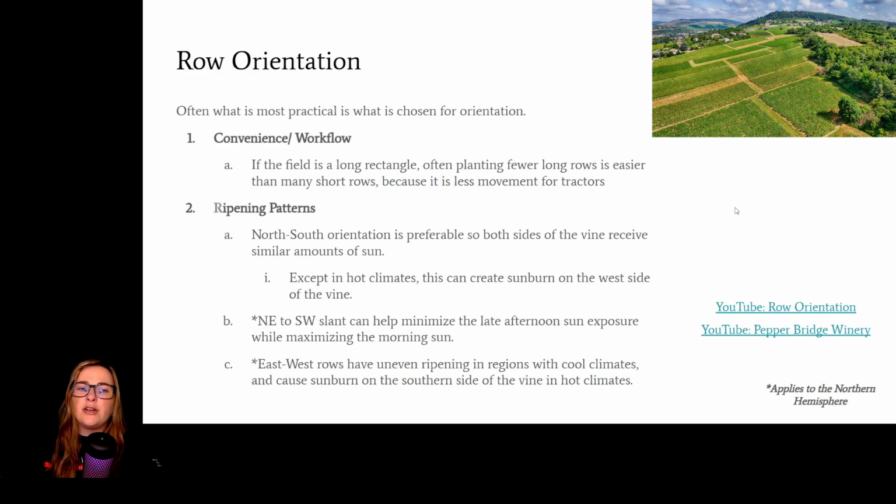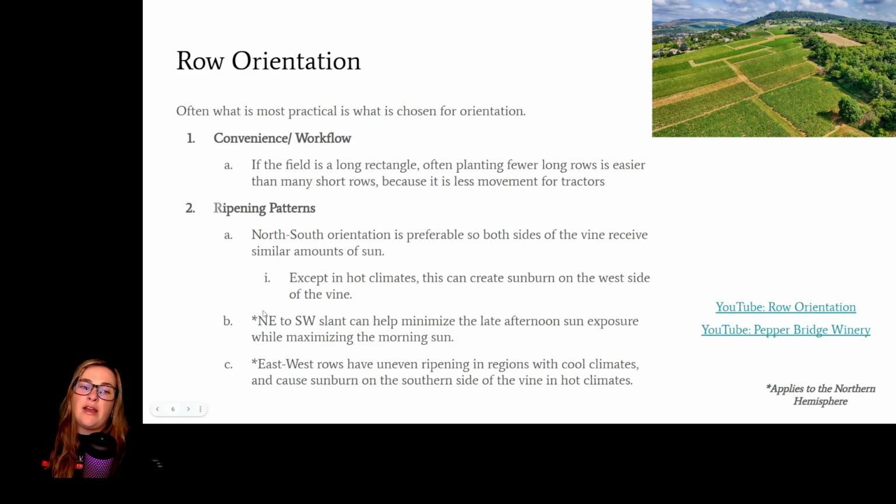The other thing to consider is the ripening patterns. North-south orientation is preferable so both sides of the vine receive similar amounts of sun, except in hot climates. This can create sunburn on the west side of the vine because that's when it gets most intense, right? Because the sun rises in the east and sets in the west. If you have a northeast to southwest slant, it can help minimize the late afternoon sun exposure while maximizing the morning sun. If you have east-west rows, you can have uneven ripening in regions with cool climates, and it can cause sunburn in the southern side of the vine in hot climates. So it really just depends.